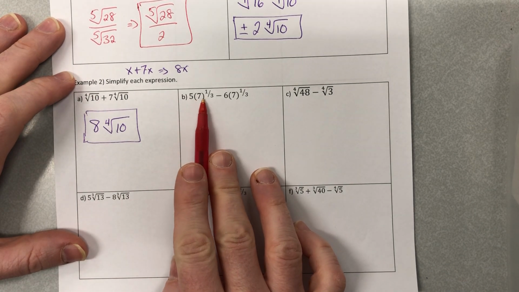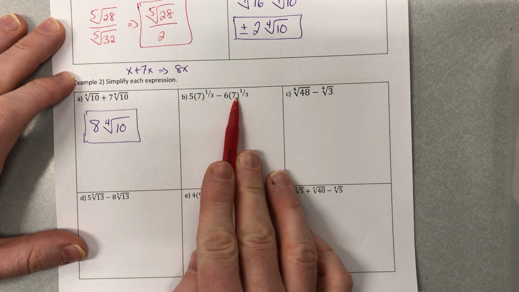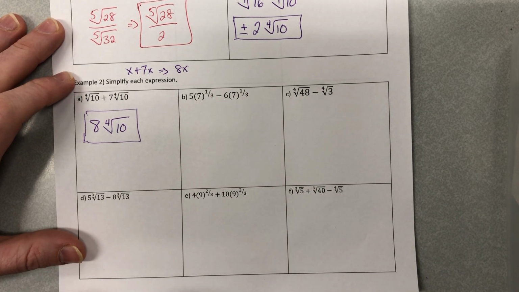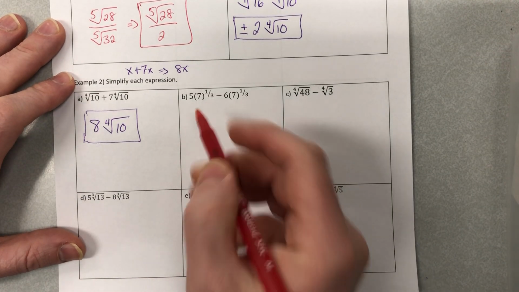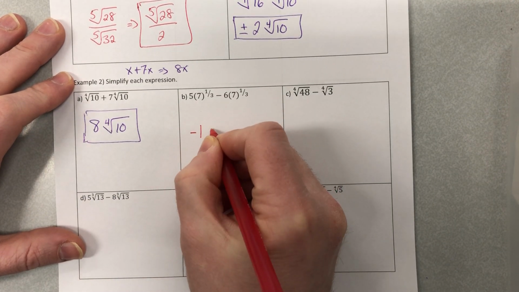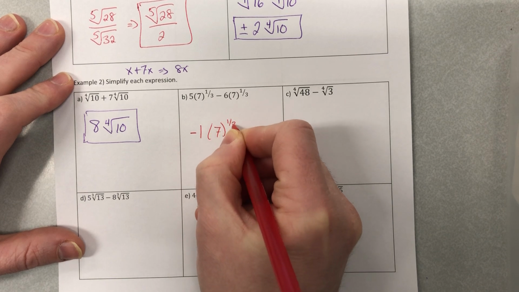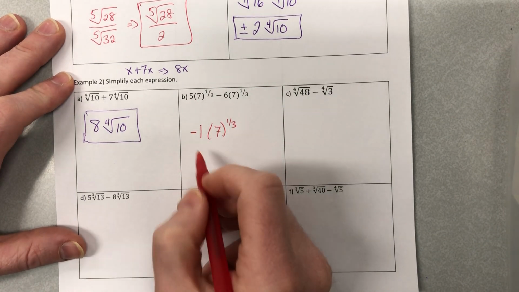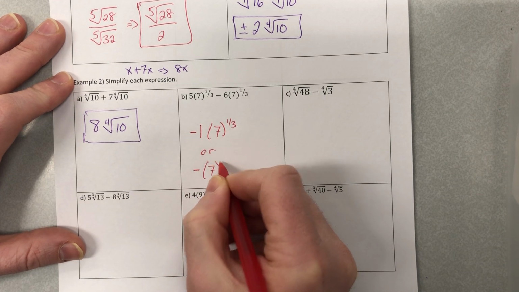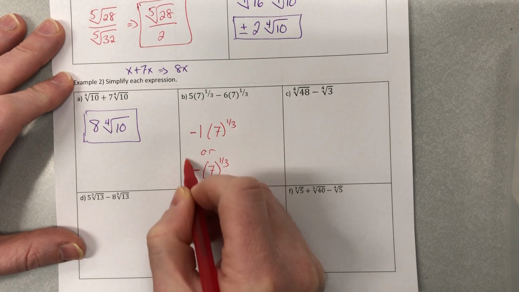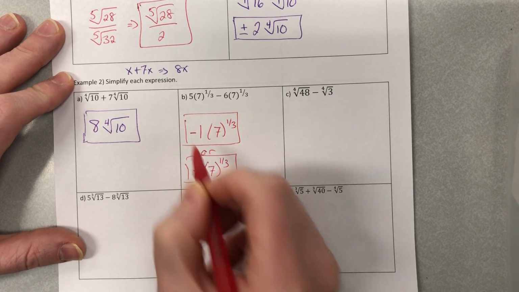All right, notice for example B, they're talking about 7 to the 1/3. They're both 7 to the 1/3. It's really a cube root, but we can leave it like that. 5 minus 6 is -1 times 7 to the 1/3. Obviously, you wouldn't have to write the 1 there because the 1 in front of it is implied. So either of these two would be acceptable answers.